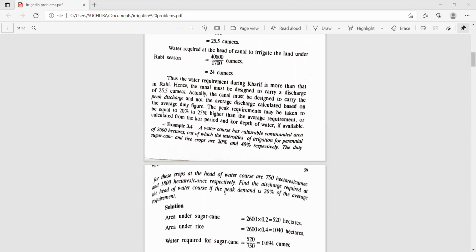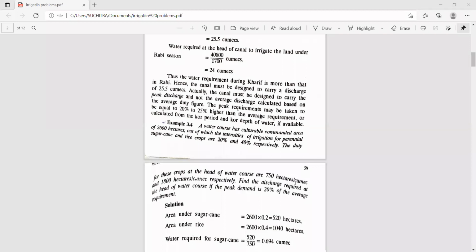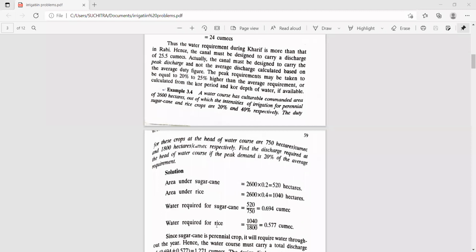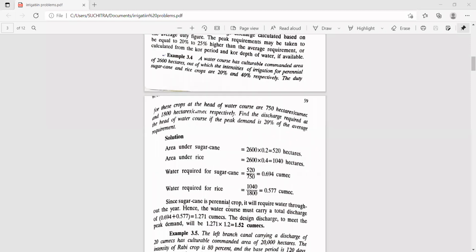Now we have to calculate the discharge required at the head of the watercourse. So the water required for sugarcane is the area under sugarcane divided by the corresponding duty. The duty is 750 hectares per cubic. So it works out to be 0.694 cubics. Similarly, the water required for the rice crop is the area under rice divided by the corresponding duty, that is 0.577 cubics.